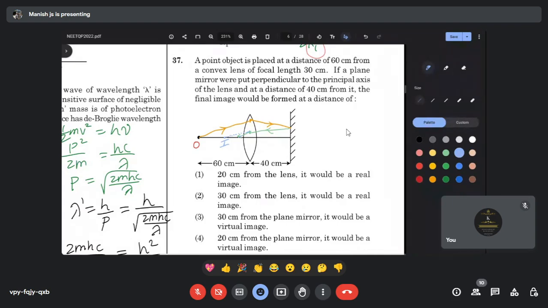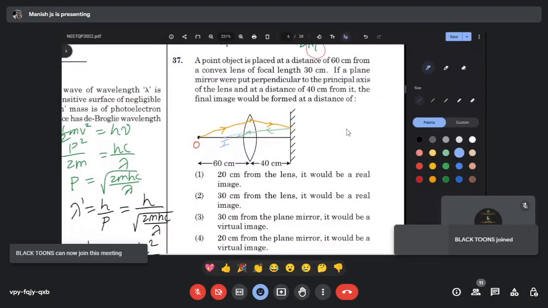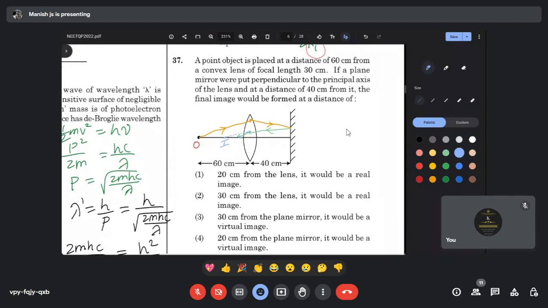So use the lens formula: 1 by f is equal to 1 by v minus 1 by u. Option 4, sir. Option 4 you're getting. Okay, 20 centimeters from the plane mirror, it would be a virtual image. Yes, 20 centimeters from the plane mirror.